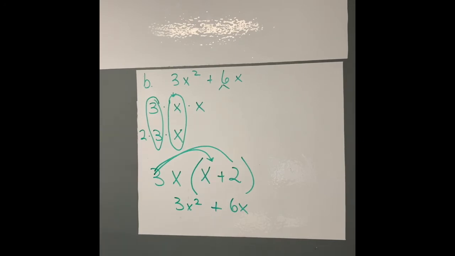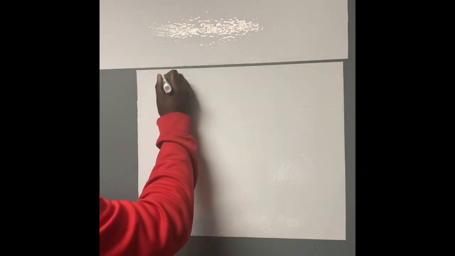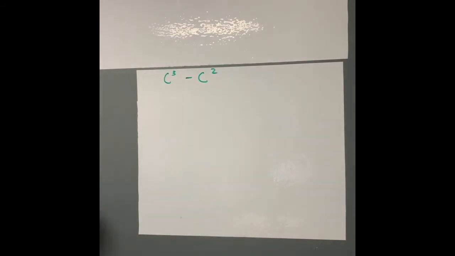All right, and let's do one more. Let's try a 3-term one, just so you guys can actually see. So problem C was c to the third minus c squared plus 2c.